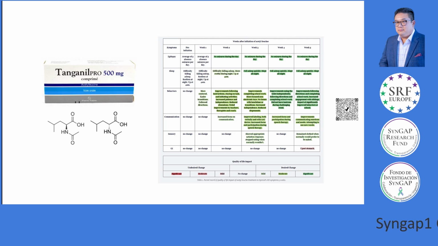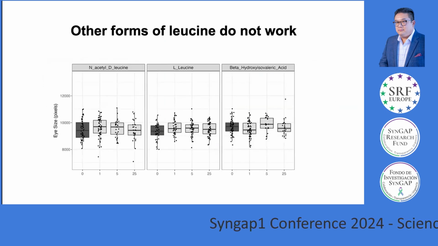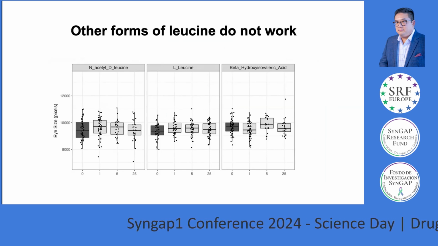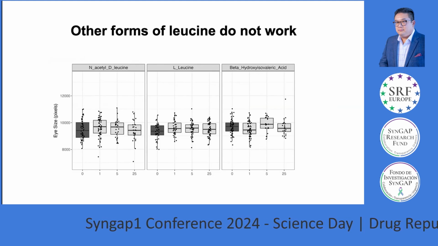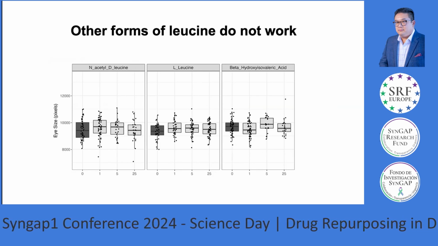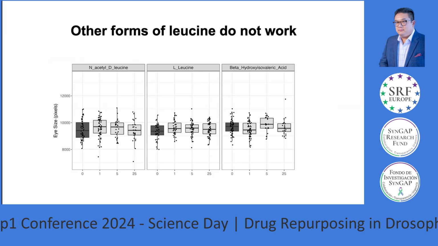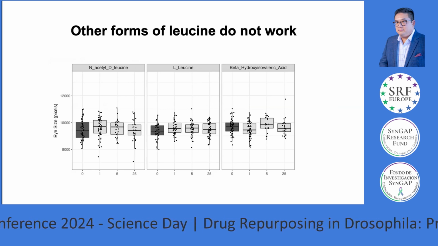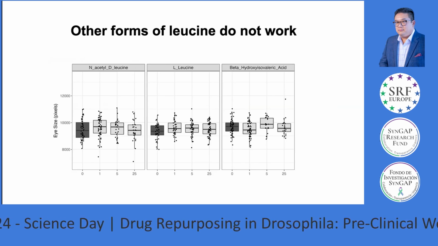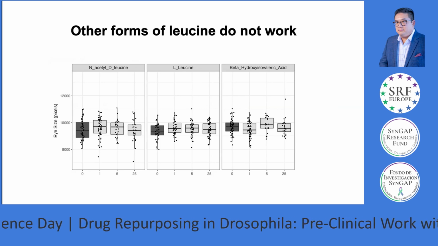When we started doing this work, we thought, well, maybe it's even easier than N-acetyl-L-leucine. Maybe it's just leucine, right? And maybe the body just needs leucine to do this. But it turns out that when we tested other forms of leucine, none of them work. So on the left is N-acetyl-D-leucine, the other half of Tanganil, and it doesn't work on its own. L-leucine on its own doesn't work. And this other molecule, which I cannot pronounce, is the direct metabolite of L-leucine, and that doesn't work. And so there's something really special about N-acetyl-L-leucine that's driving its potential.